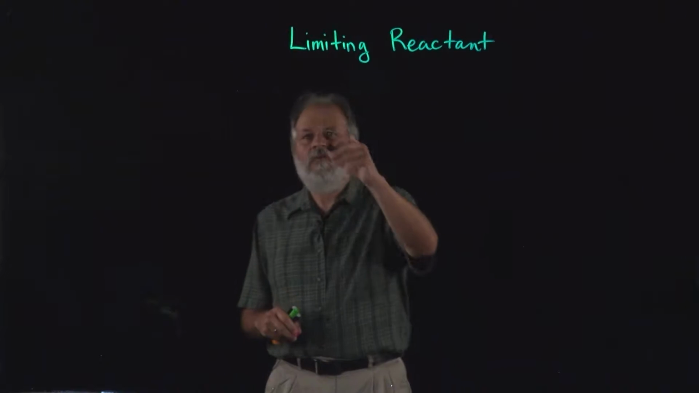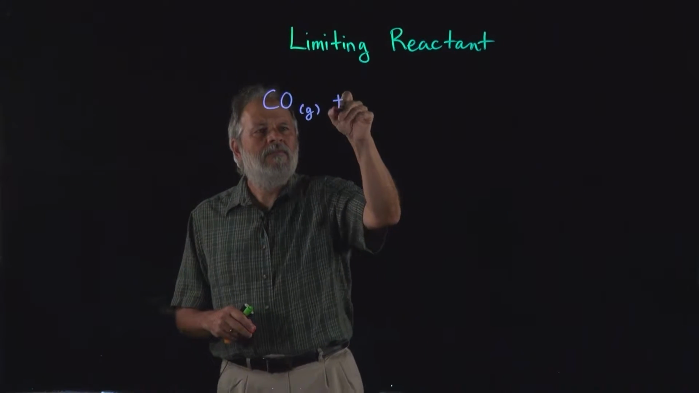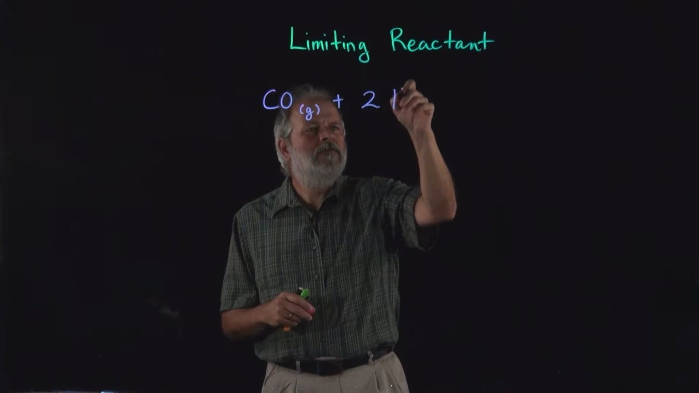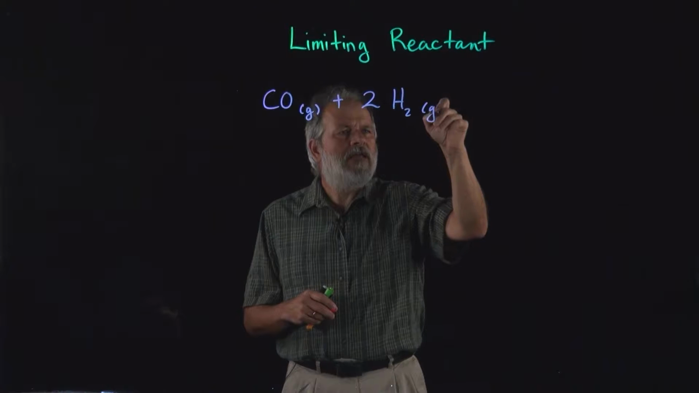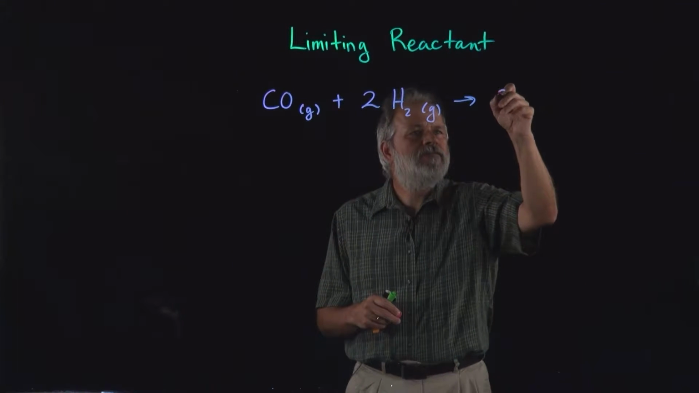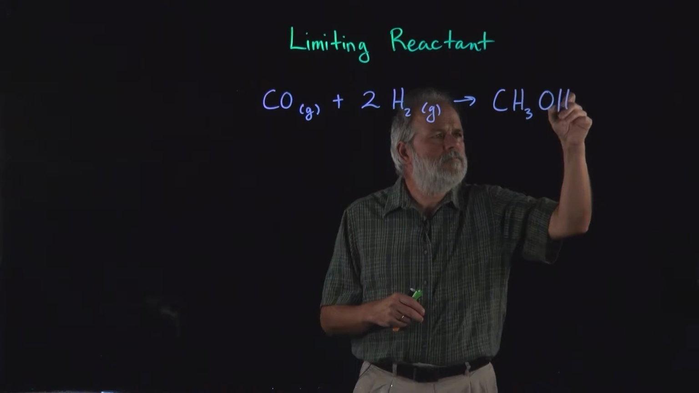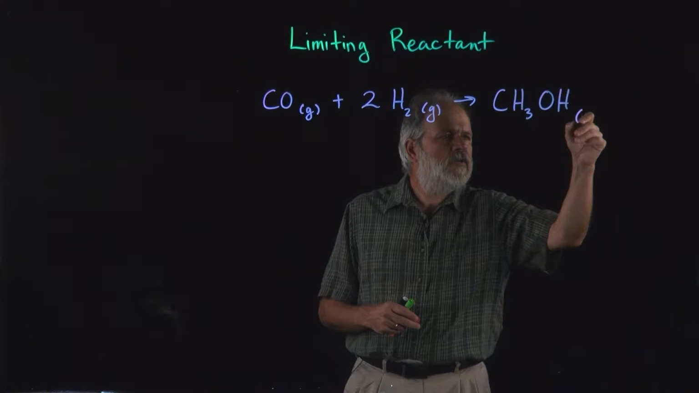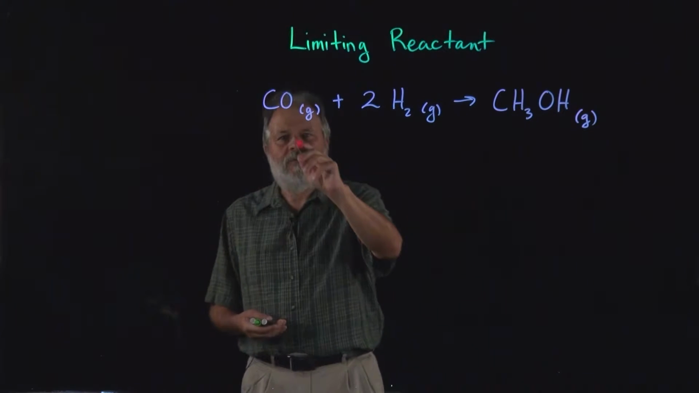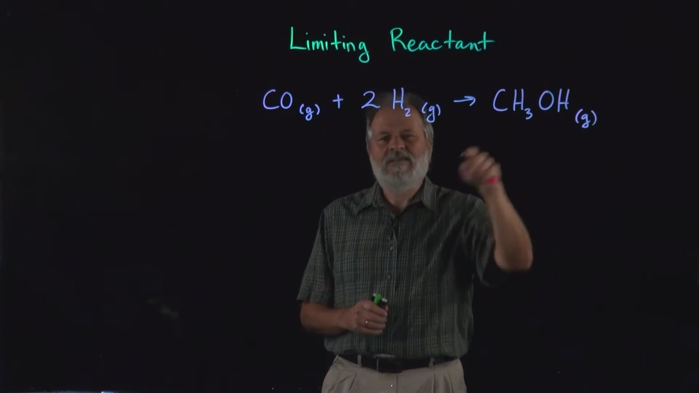Okay, and so the example we're going to have is carbon monoxide. It's going to react with 2 hydrogens, also a gas, and it's going to form methanol, wood alcohol, which could be in the gas phase when they're actually making this. But notice the stoichiometry. This is like 1 slice of cheese and 2 slices of bread to make 1 sandwich.